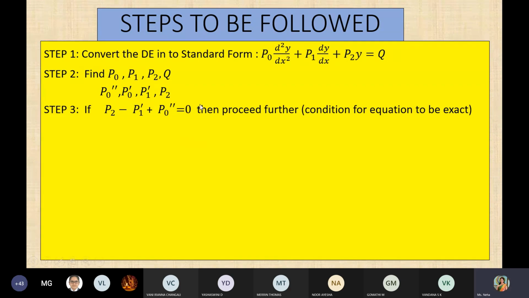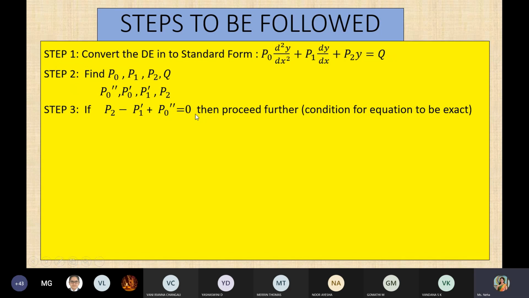This is the condition for the equation to be exact. This condition is one of the most important conditions which you have to remember. They might ask for MCQ also. So this condition is P2 minus P1 dash plus P naught double dash is equal to 0.